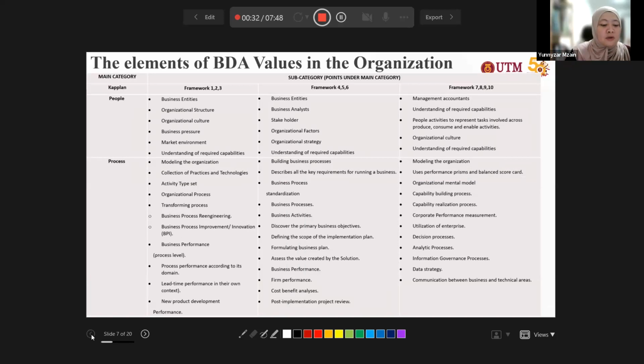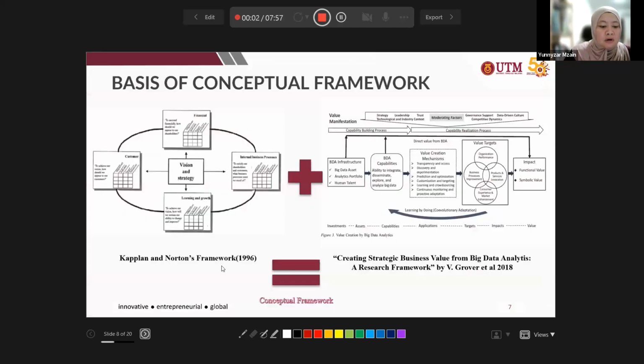So under people value, BDA has a profound impact on people and organizations. It changes how decisions are made, how operations are managed, analyzing business pressure, and shaping the organization culture as well as business structure. So it requires upskilling and talent development, ethical consideration, and effective change management. By leveraging the power of data analytics, organizations can achieve improved performance, innovation, and competitiveness in today's data-driven business landscape.